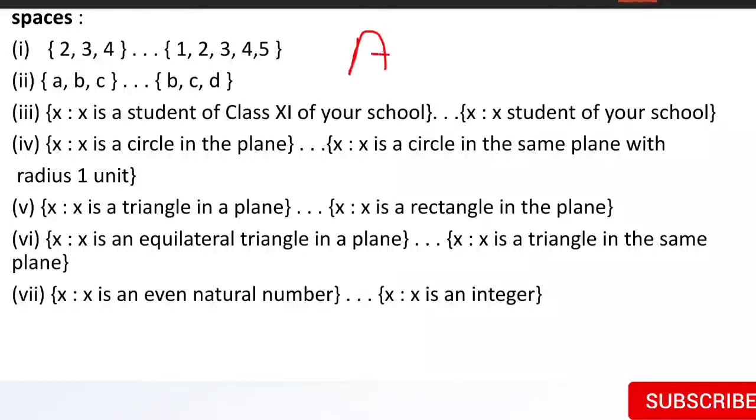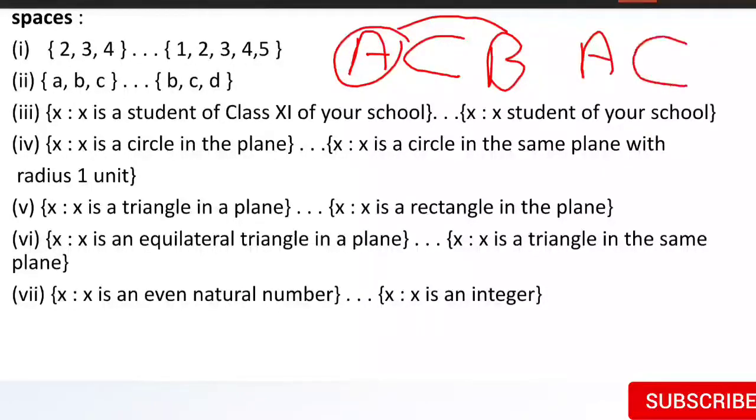Here if we write A subset of B, that means every element of set A is a member of B. If we are saying A is not a subset of B, that means there is at least one element in set A which is not a member of B. That's why we are saying A is not a subset of B.